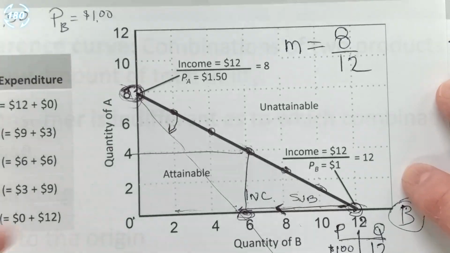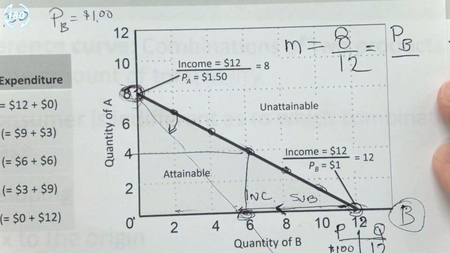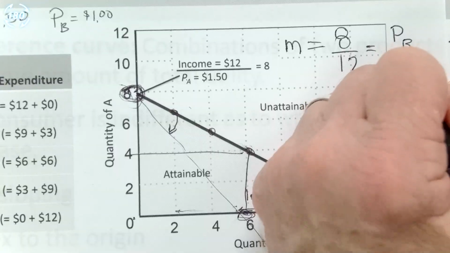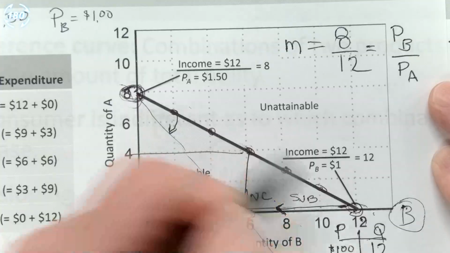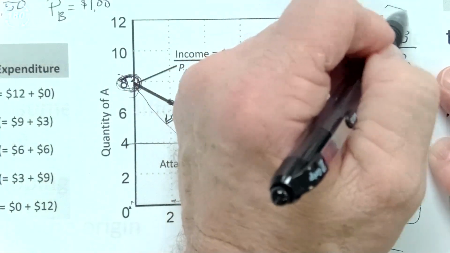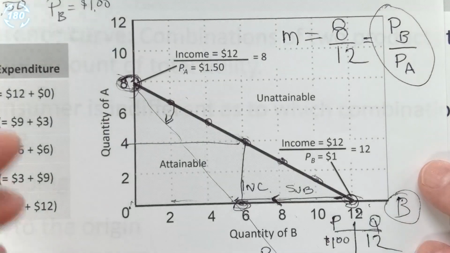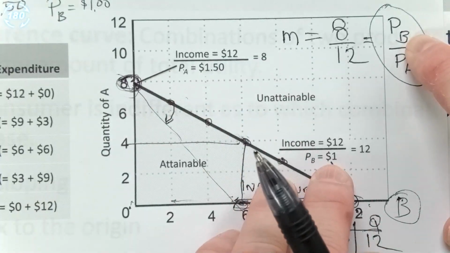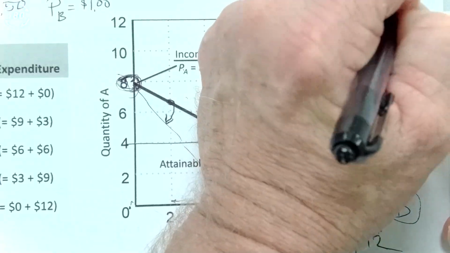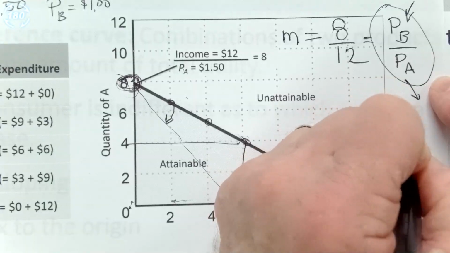Okay? Now notice, this is equal to the price of the good on the horizontal axis divided by the price of the good on the vertical axis. Now we see the slope, rise over run, is 8 over 12, right? I submit to you that that's always going to equal the price ratio. The slope of a budget line is always equal to the price ratio. What do I mean by that? Well, the price of B is $1. So I'm just going to put a $1 here. The price of A is $1.50. So this is 1.50.